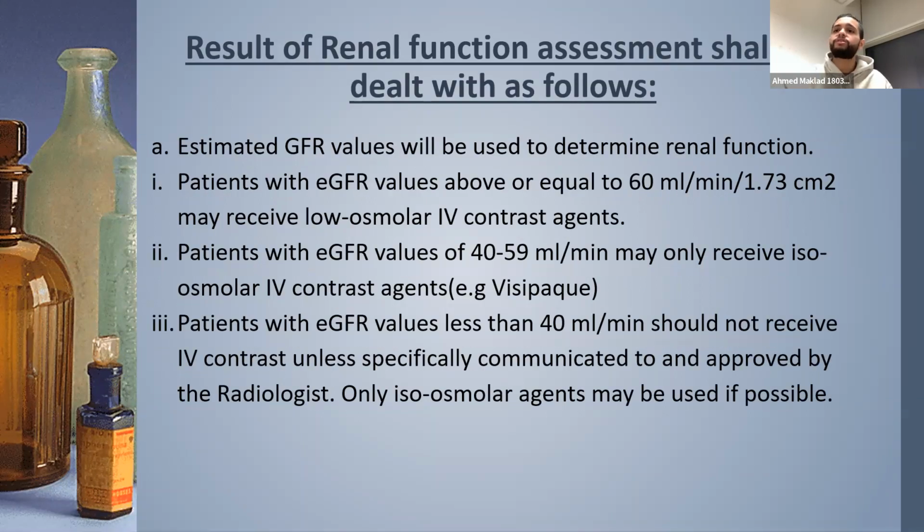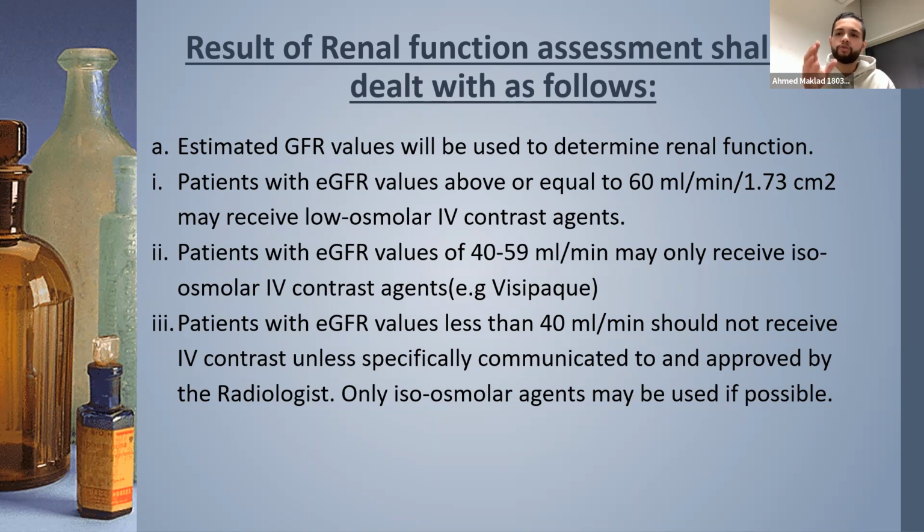Results of the renal function assessment shall be dealt with as follows. All right. Patients who have a GFR more than 60 can receive a normal contrast agent, and the more widely used one is the low osmolar IV contrast agent. This is what we use in normal patients and patients who have a GFR that is more than or equal to 60. Nothing special about the low osmolar IV contrast agents.